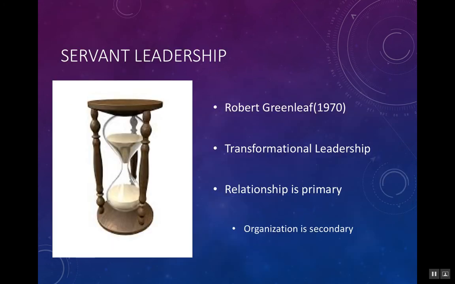Servant leadership was initially described by Robert Greenleaf in 1970. It's been compared and contrasted with transformational leadership frequently. Within servant leadership, the relationship between the leader and follower is the primary focus. The organization and its needs are secondary.